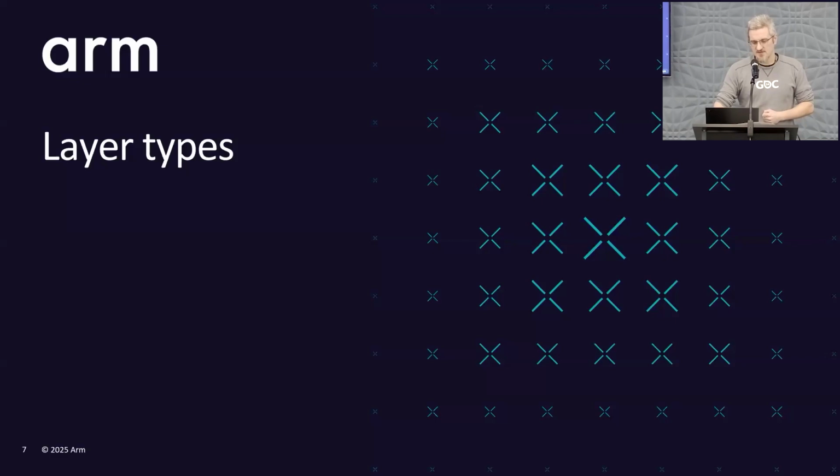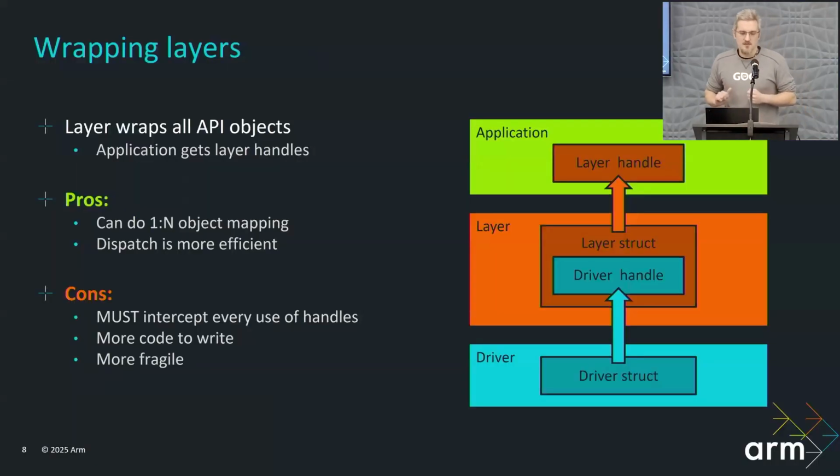So, different types of layer. There's really two ways you can build layers. The first is a wrapping layer. You get a driver handle, which is just a pointer to a driver structure. Your layer can wrap that in a layer structure and then pass that up to the application. This is performant. When you get a handle, you can just dereference it and use it.